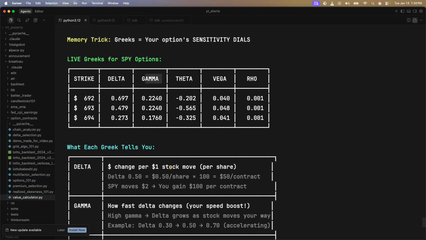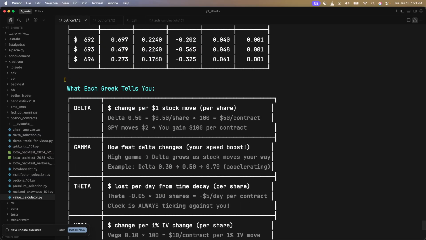Matter of fact, let's just go into it instead of me having to break this down. So what each Greek tells you is delta. Remember, it's going to be the dollar change per $1 movement per share. So the delta of 0.5 equals 0.5 a share times 100. Why is there 100? Because there's 100 shares per contract.